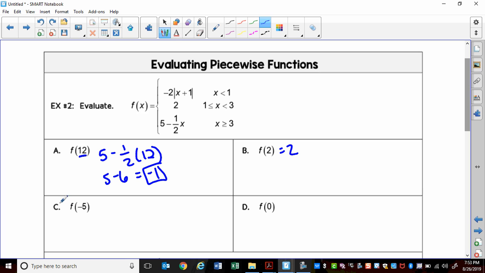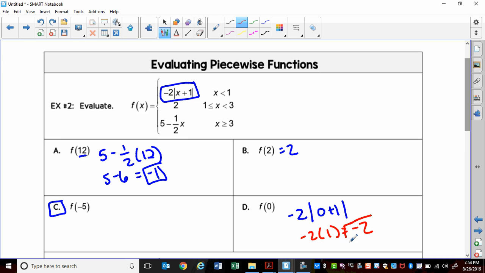I want you guys to try this one. Tell me what happens on this one. When we plug in 0, 0 is less than 1, so we have to plug it into this one. So I'm just going to do -2 times the absolute value of 0 plus 1. The 0 plus 1 is 1. The absolute value of 1 is 1. So -2 times 1 equals -2. And that's okay, because the -2 is on the outside. That's fine.